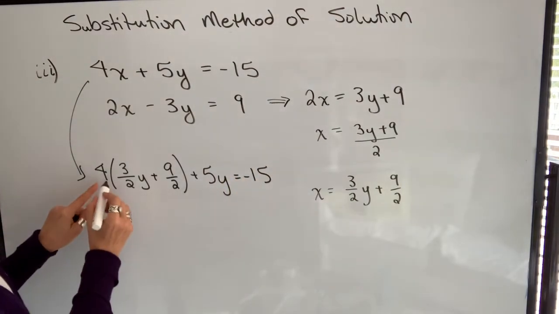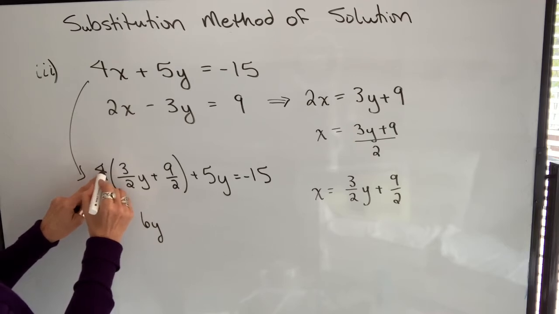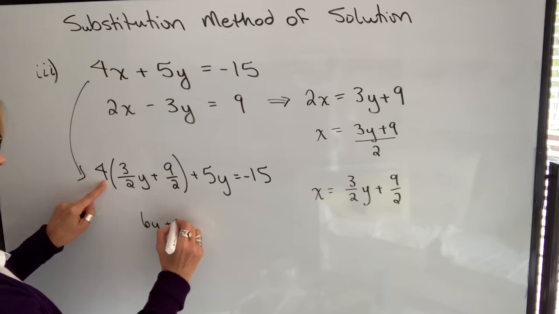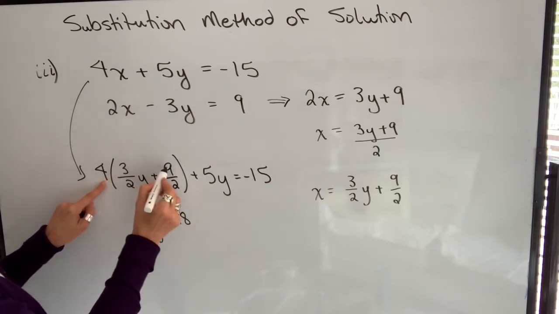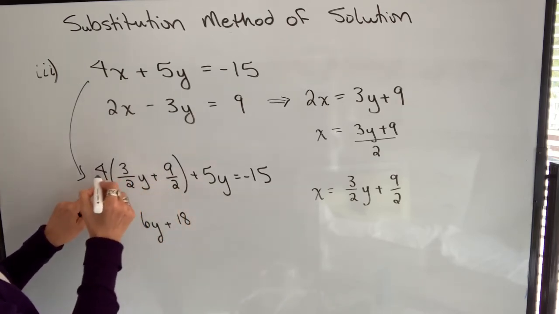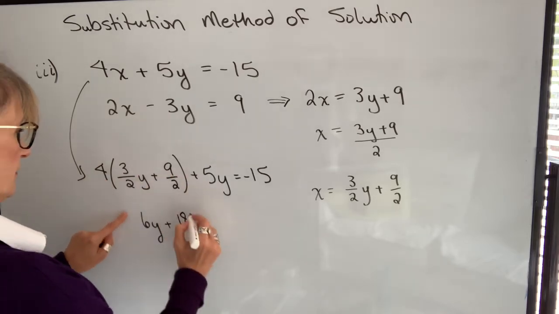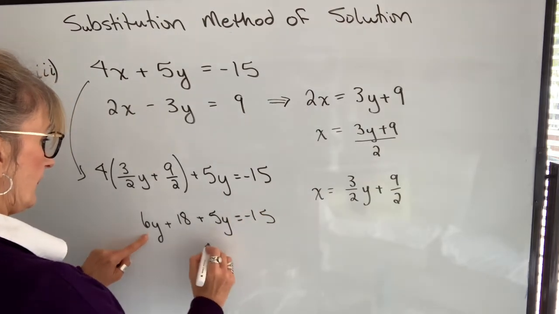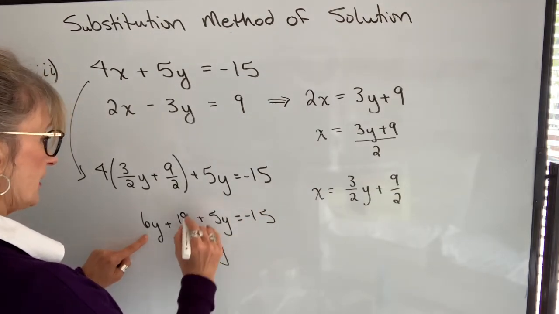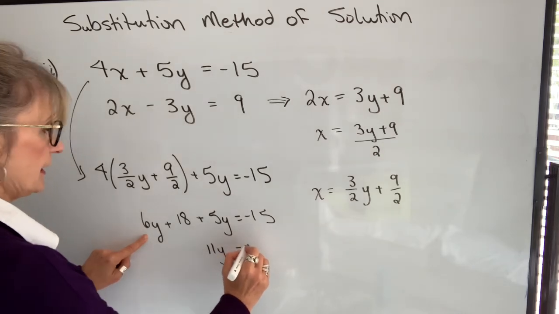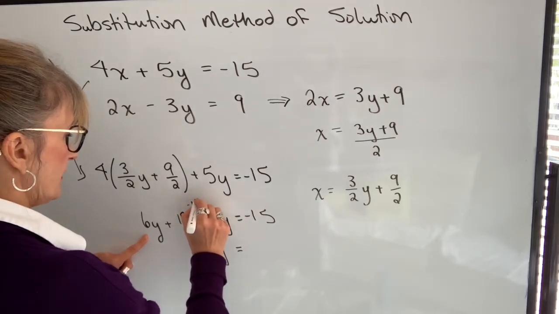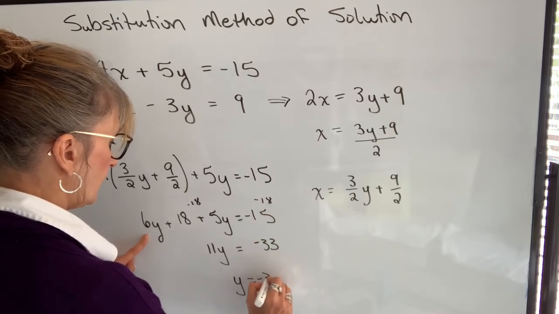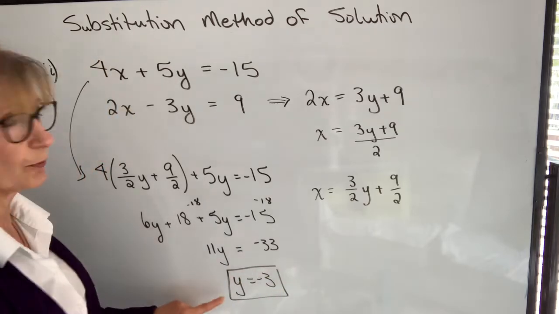So now we need to simplify 6y, or in other words, I have 12 halves, which is 6y, plus the same thing here. I will have 18, because I'll either have 36 over 2, or I can cancel the 2 before I start and get 2 times 9. Plus 5y equals negative 15. I will have 11y. I'm going to subtract an 18 from both sides. And when I subtract 18 from both sides, I get negative 33. So y is equal to negative 3. There's my solution for y.